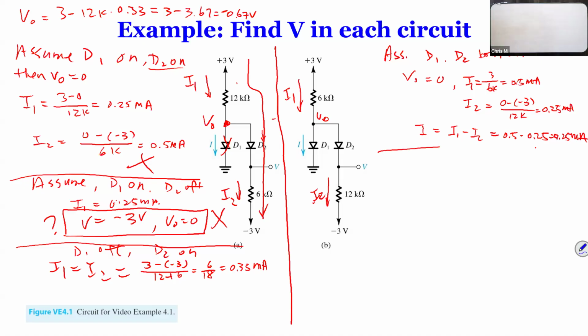Let's assume D1 on, D2 off. If you assume D1 on, you know that VO is going to be 0 volts. You assume D2 off, right? So how much V would you get?